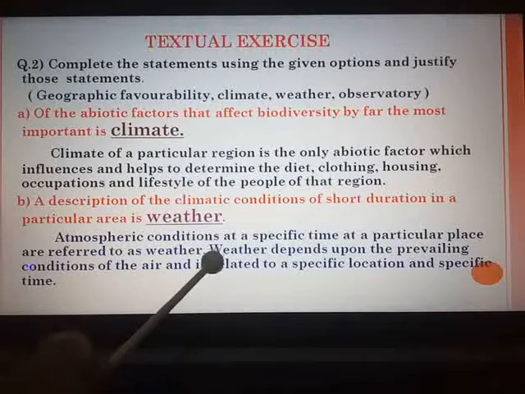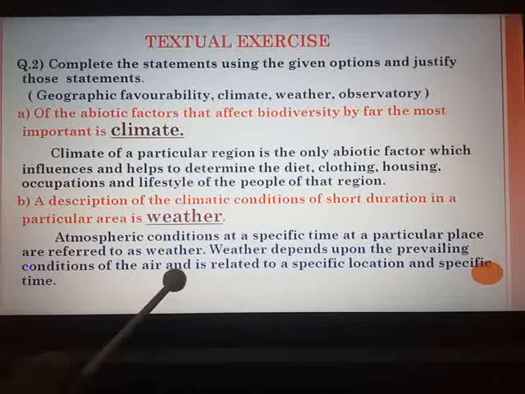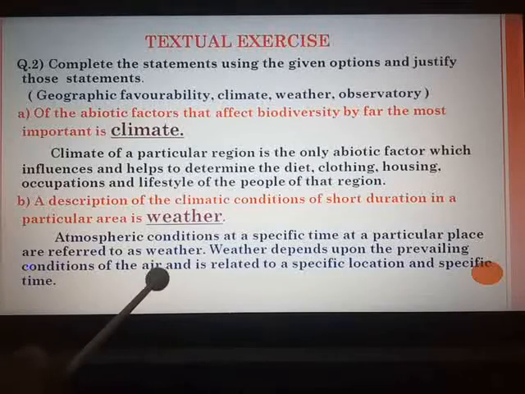For this point, just go to the paragraph near diagram 9.1. Weather depends upon the prevailing conditions of the air, and this part from here you have to add, and it is related to a specific location and specific time. So up till here you can mark, and this part you have to just add it.